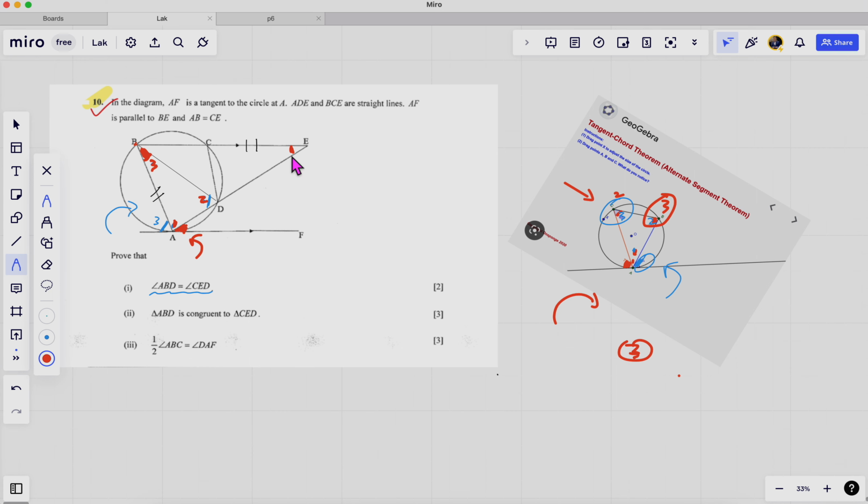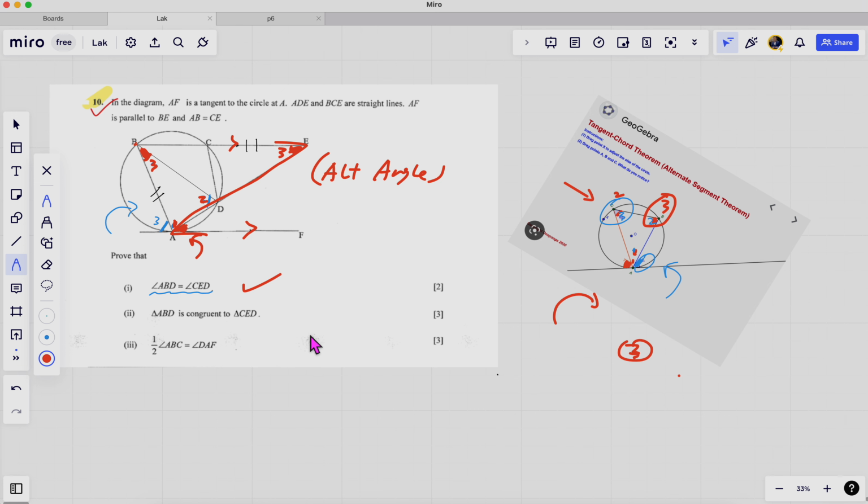And next, this angle is also 3 because of your Z, alternate angles, because they are parallel lines. So therefore this is 3, this is 3, so therefore you can prove they are equal.